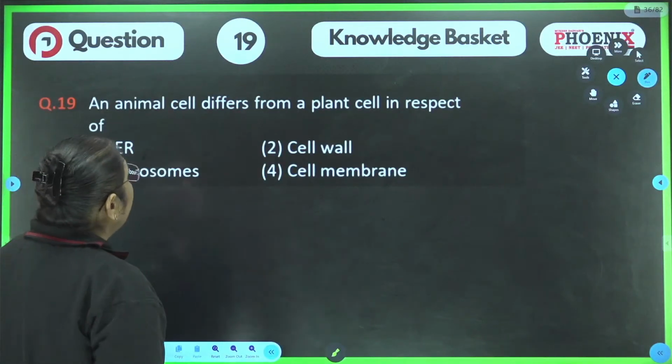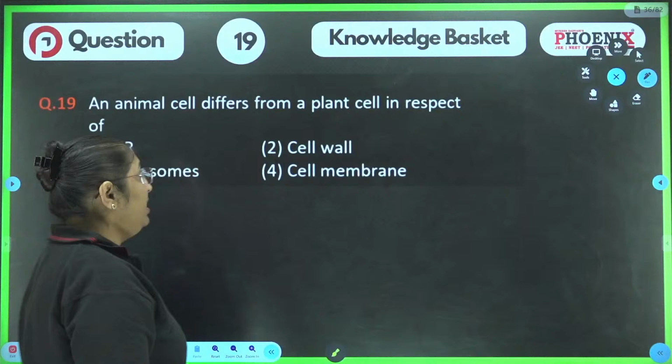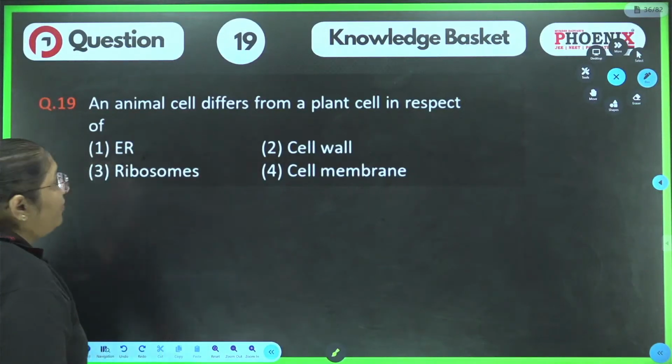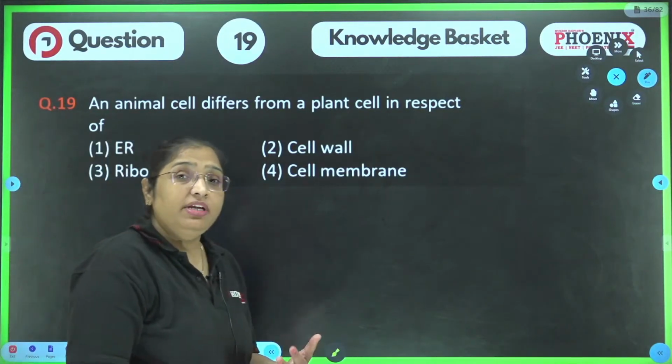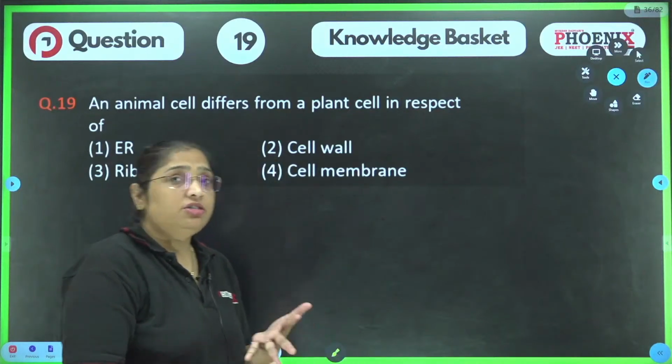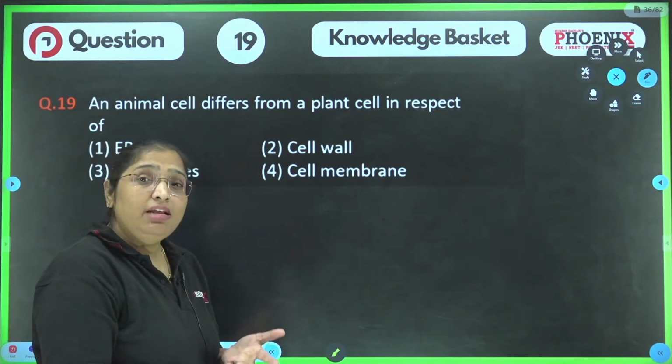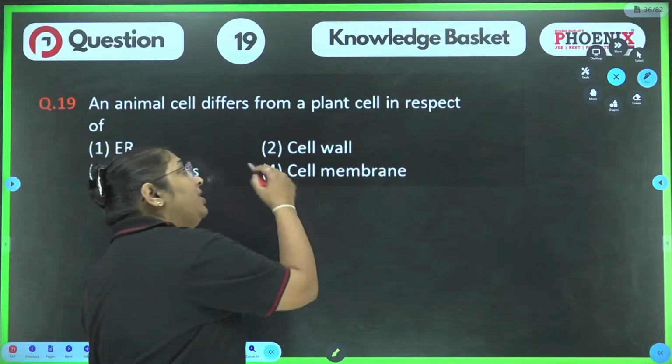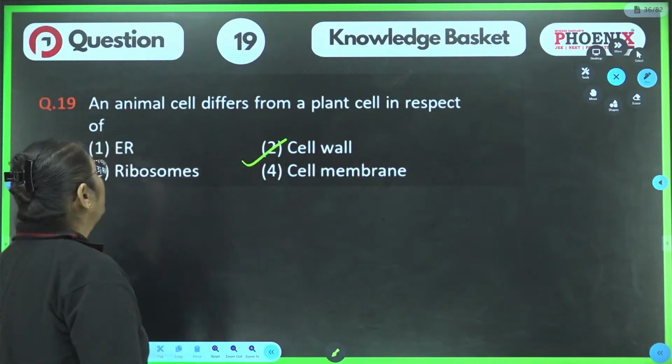An animal cell differs from a plant cell in respect of ER, endoplasmic reticulum? Yes, endoplasmic reticulum is present. Ribosomes are present. Cell membrane is also present. So the main difference is cell wall.